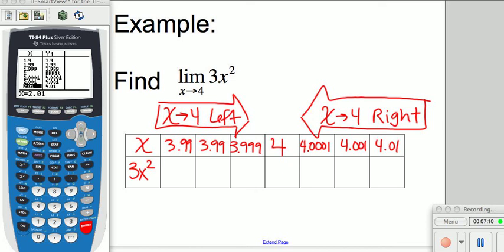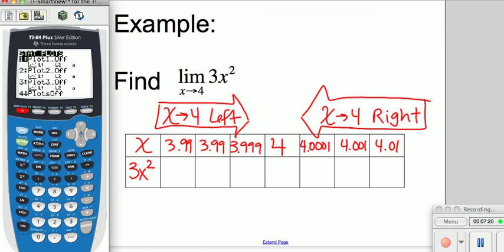Now, our equation is 3x squared. So we're going to go ahead and fill in our table of values for the same thing. So now let's go back to our y equals. I want you to pause your video here and go ahead and find what all these equal. So go ahead and fill in the table, and then we'll check it from there.